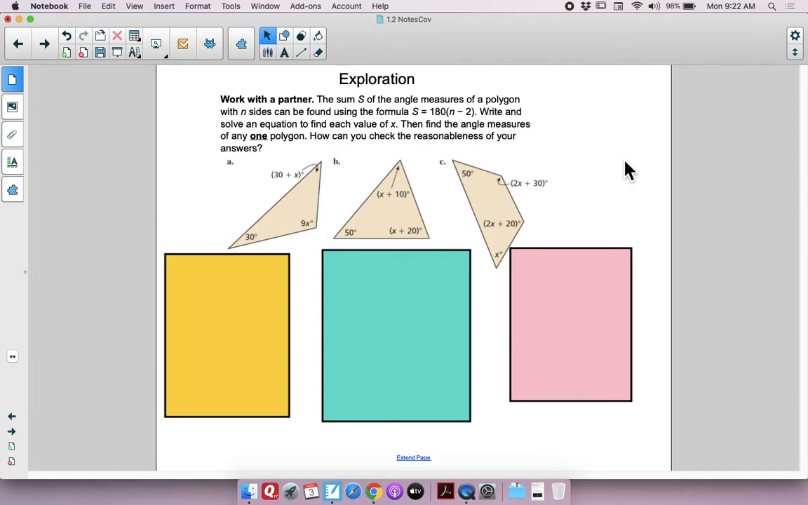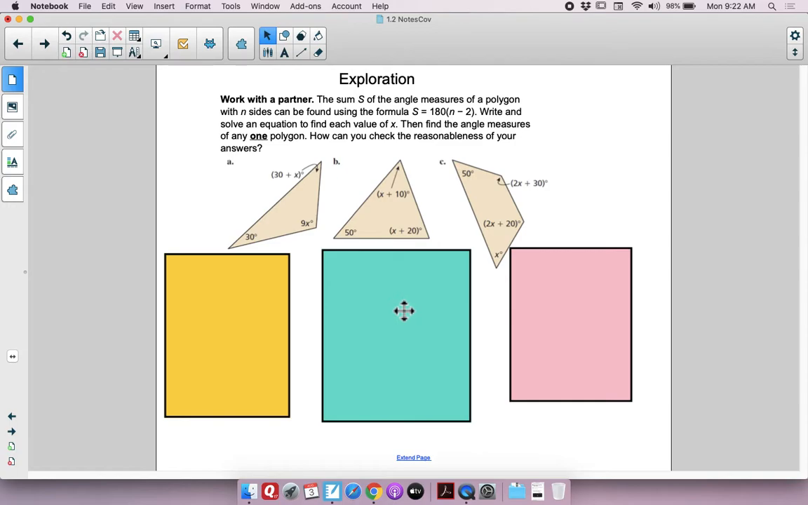The sum S of the angle measures of a polygon with n number of sides can be found by using the formula S, remember that's the sum of the angle measures, equals 180 times the quantity n, number of sides, minus 2. Write and solve an equation to find each value of x. Then find the angle measures of any one polygon. So you don't have to pick and do all three of these. If you want to, you can. That'd be cool, but you don't have to.